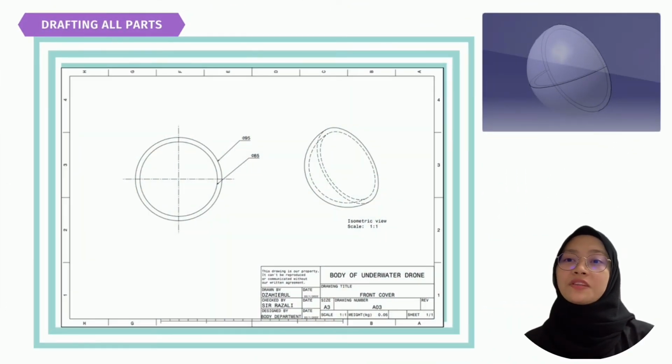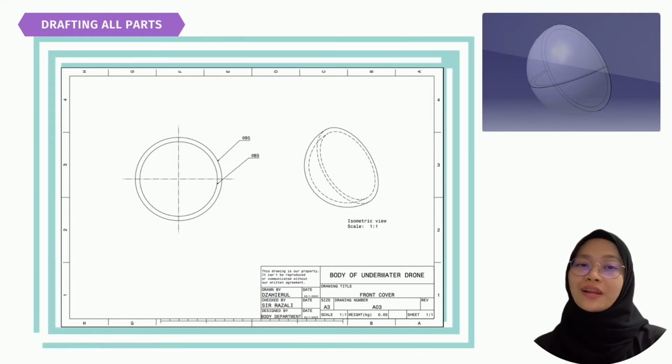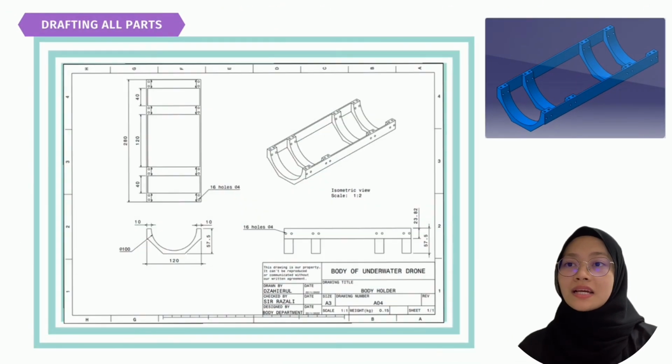Next is the drafting of the front cover that we designed. We use this front cover as it will connect the edge of the main cylindrical body. This front cover will prevent any water from coming into the main body since we are concerned that all the system components in the body need to avoid any leakage. We designed this front cover with the outer and the inner diameter of 95 mm and 85 mm respectively. As we move forward, we will see the drafting of the body holder, which is one of the main parts.